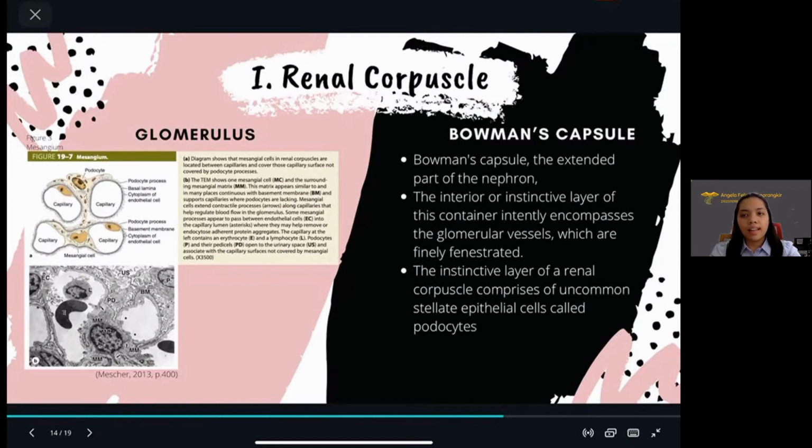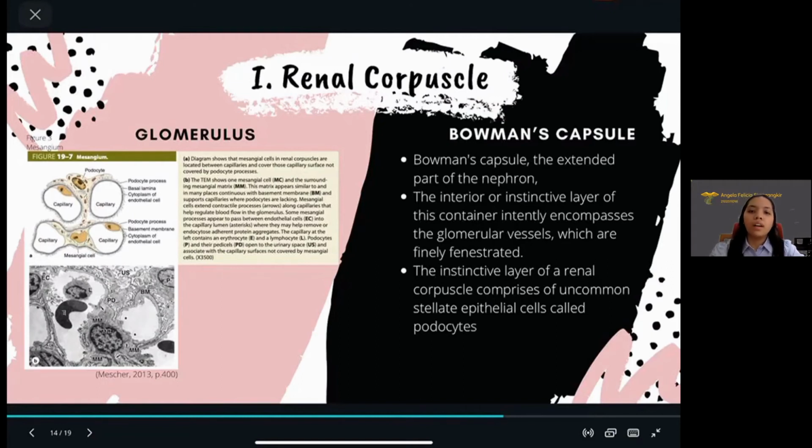And now about Bowman's capsule. Bowman's capsule, the expanded part of the nephron, takes the shape of an inflated balloon during early development and is made of simple squamous epithelium that is attached to a group of fenestrated vessels, the glomerulus. Bowman's space is situated between the external and internal layers of Bowman's capsule, known as the parietal and visceral layers.